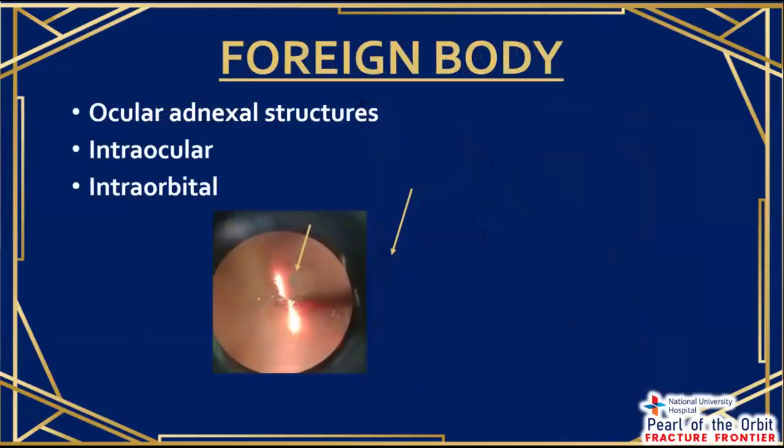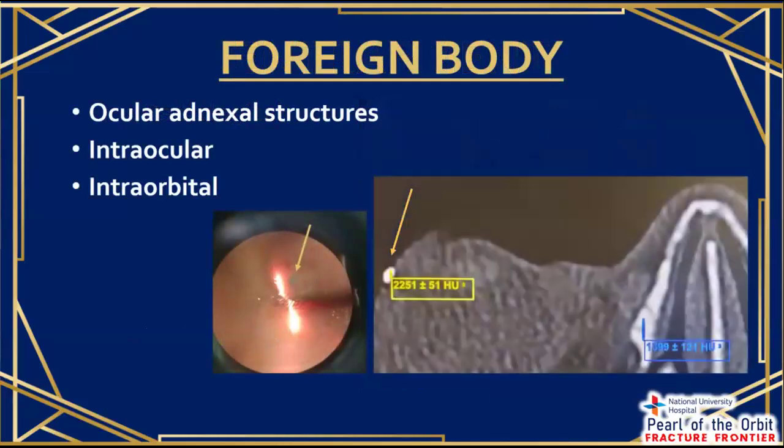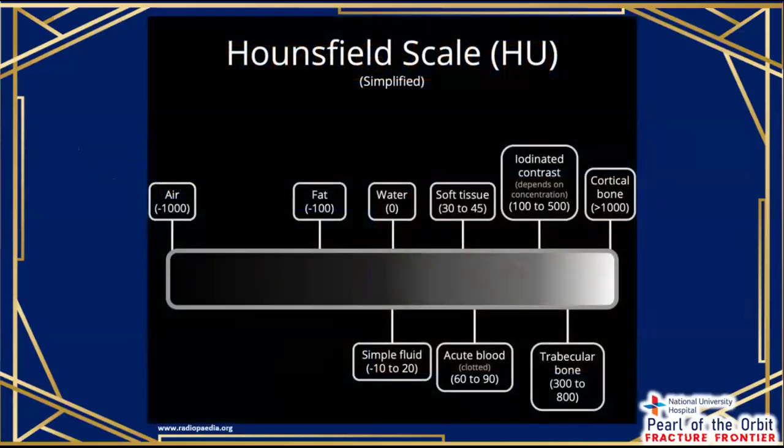F is for foreign body. So we examine the patient clinically and correlate or review the imaging for any presence of foreign bodies, whether they can be lodged in or on your ocular adnexal structures, intraocularly, or worse, intraorbitally. So now if we suspect any foreign bodies on imaging, the Hounsfield units will help us determine what it may be. So for anything more than 1,000, most likely it's not bone.